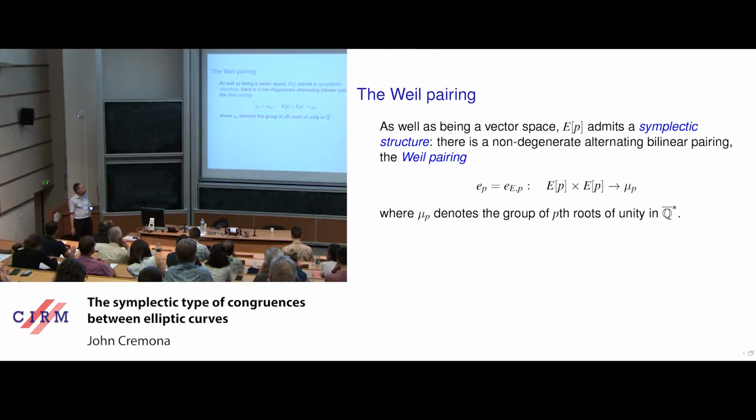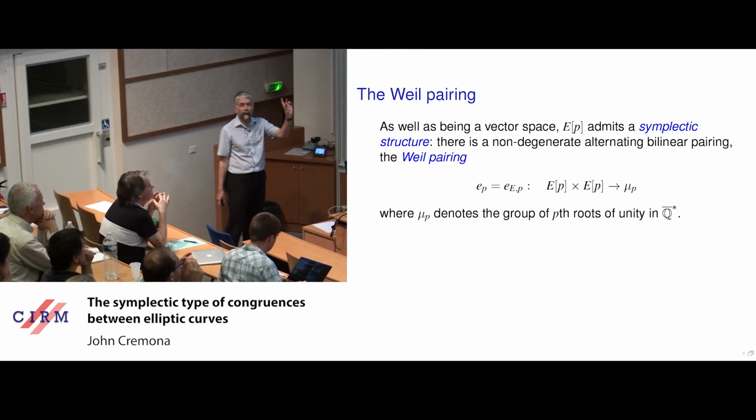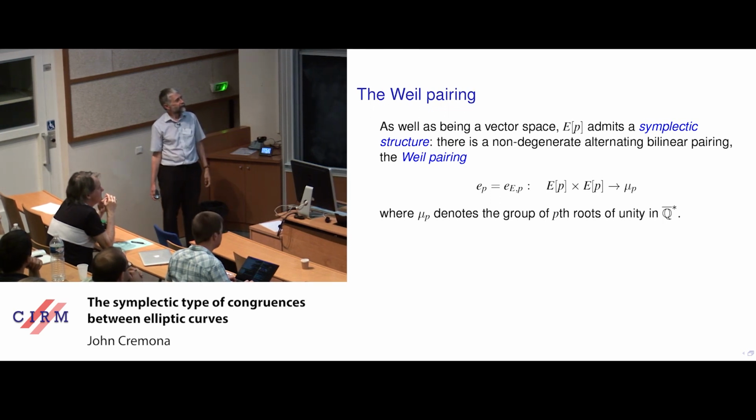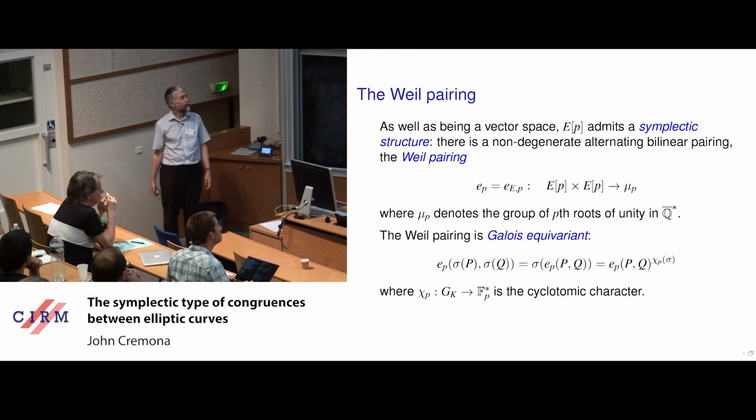Now, almost everywhere in my talk, p is going to denote an odd prime, so please don't start making objections as to the difference between alternating and antisymmetric. p is going to be odd and it won't matter, and for p equals 2, everything I'm talking about is rather trivial anyway. So it's bilinear and alternating, so when you swap the points over, the root of unity you get gets inverted. And this respects the Galois module structure.